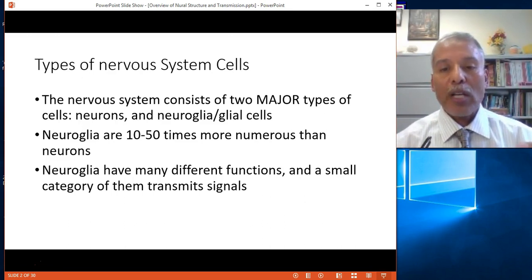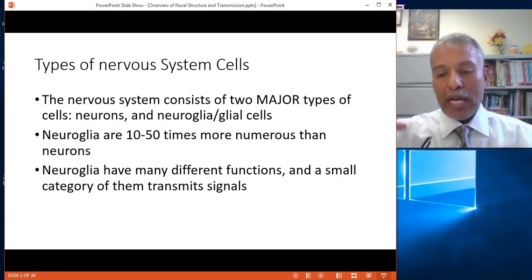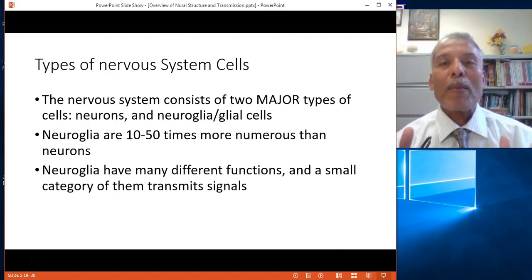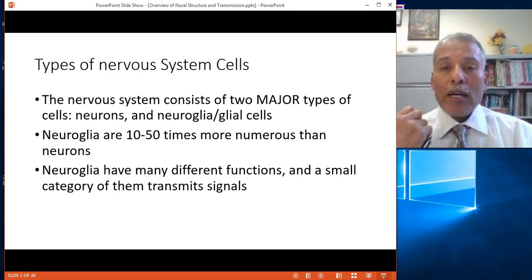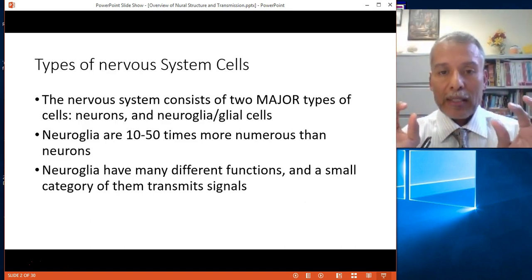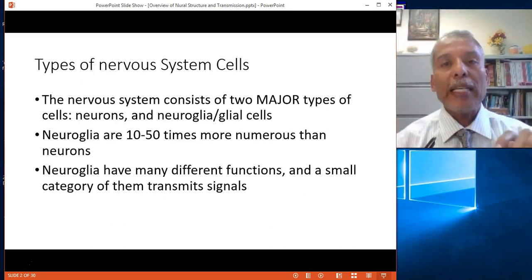Some of these functions are to cushion and fill the space around the neurons. But they're not just space fillers. They perform numerous critical functions, and neurons can never, ever function without the help of the neuroglia. For every neuron, there are 10 to 50 neuroglia. In other words, neuroglia or glial cells outnumber neurons by 10 to 50 times.